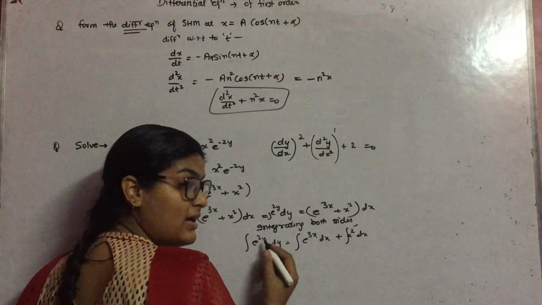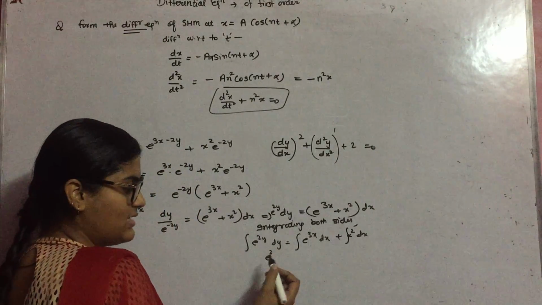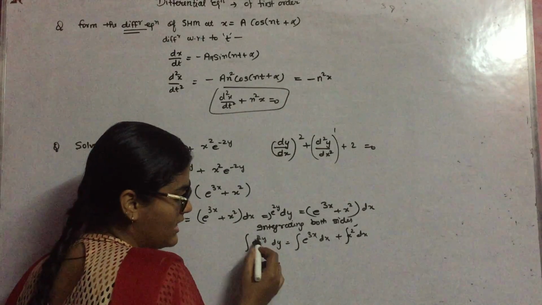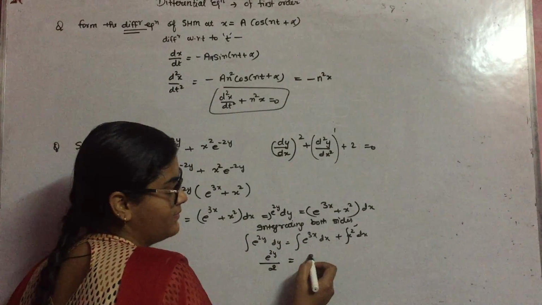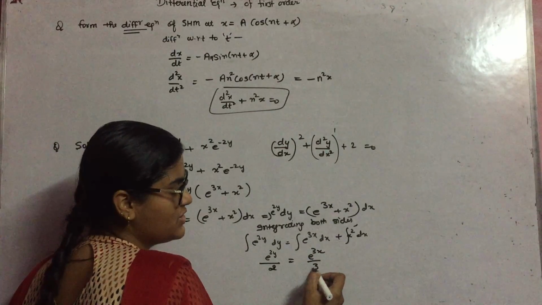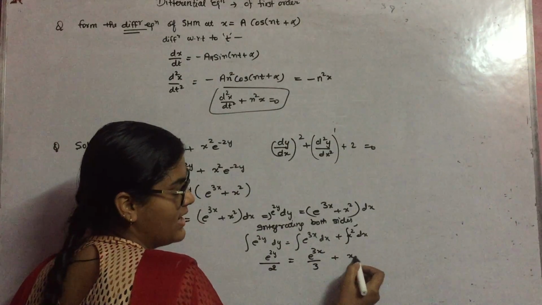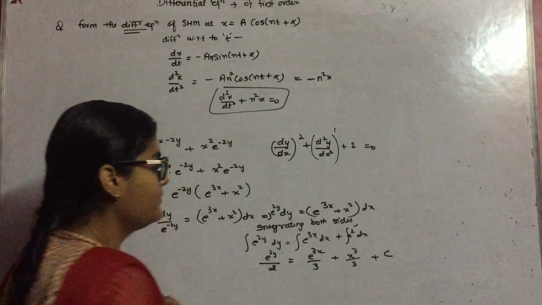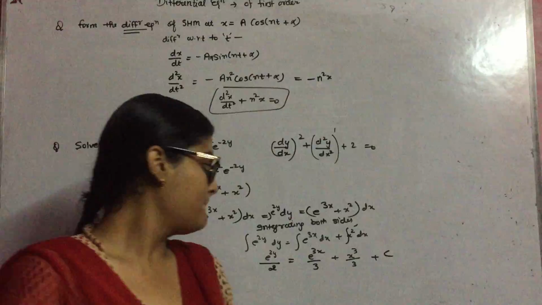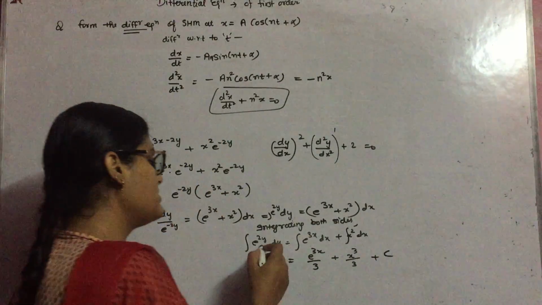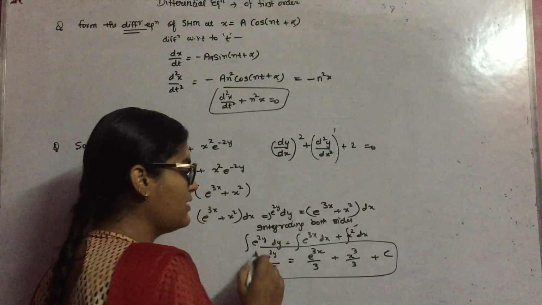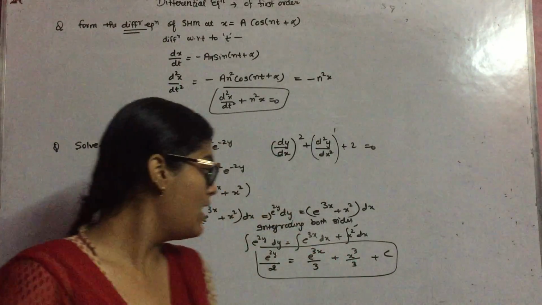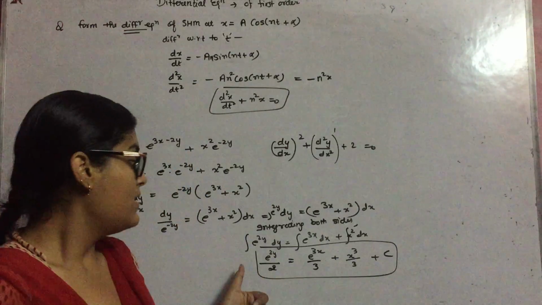The integration of e raised to power something is e raised to power that, upon the differentiation of that. So e raised to power 3x upon the differentiation of 3x, which is 3. For x square, one power is added and we divide by the same. So in this way, we have the solution of the differential equation in terms of a general solution, I'm sorry, general solution.